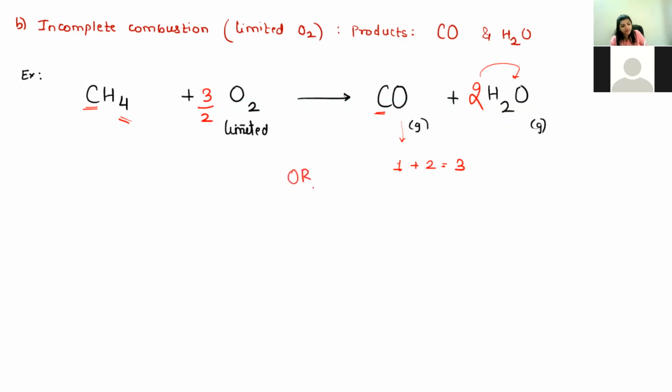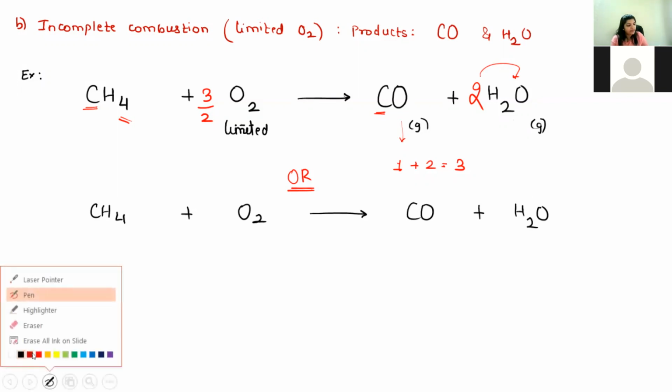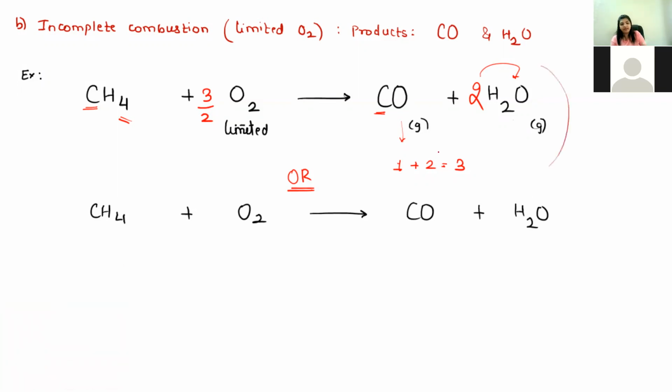Or what is another way? CH4 plus O2 gives carbon monoxide plus H2O. The previous reaction has 3 by 2, which is a fraction, so I will multiply this whole equation by 2. So what am I going to get? 2CH4, 3 by 2 into 2 will be 3O2, giving me 2CO plus 4H2O.